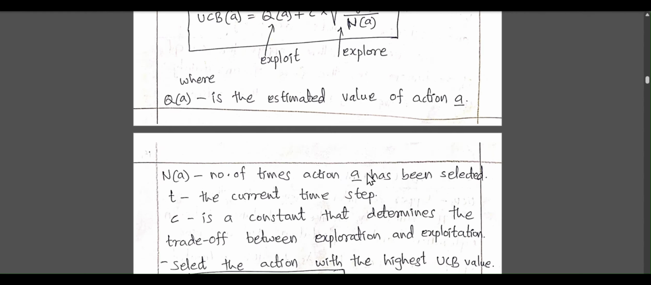Then for each action you have to calculate the UCB values. For calculating the UCB value of an action, here is the formula: UCB of A equals Q of A plus C times the square root of log T by N of A, where Q of A is the exploitation term and the square root of log T by N of A is the exploration term, where C is a constant. Q of A is the estimated value of action A at the given time period T, log of T is the natural logarithm of T, and N of A is the number of times the action is selected.